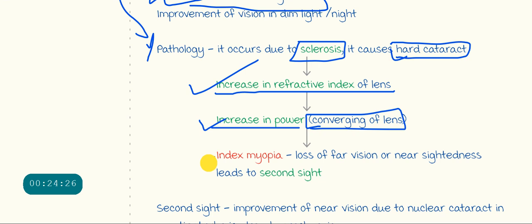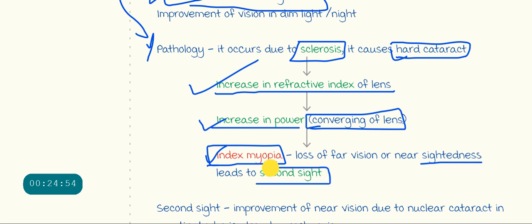So index myopia, what is this? The patient will be suffering from a far vision loss. He can see the near vision but the far vision is lost. Basically there is a loss of far vision and the patient is now able to see near vision, which will lead to second sight.